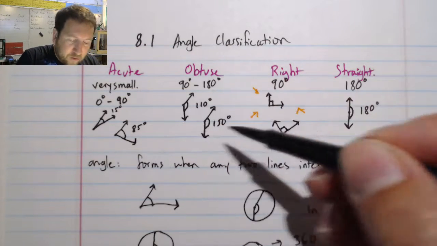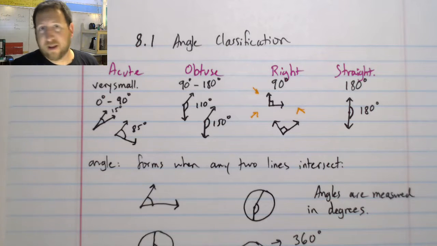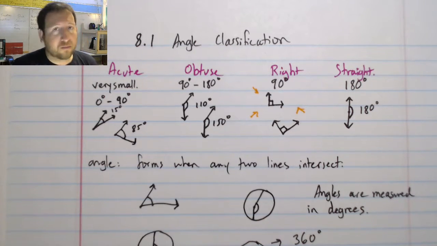And these are the four different kinds of angles, and you're going to be doing some classification based on them. And that's really all you're going to do in this first section. And it shouldn't be too bad. Go ahead and good luck.